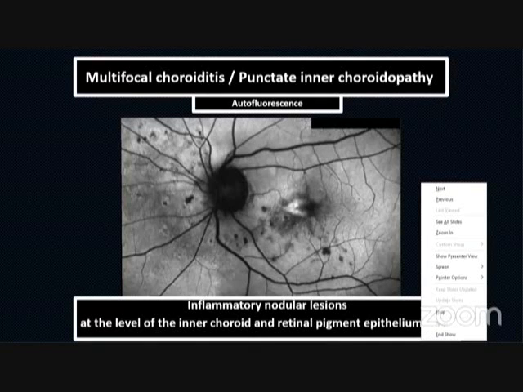Yeah. So multifocal choroiditis or PIC, these are two types, two subtypes, like two.